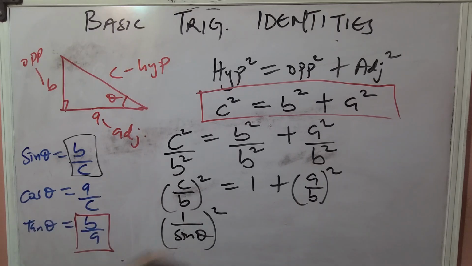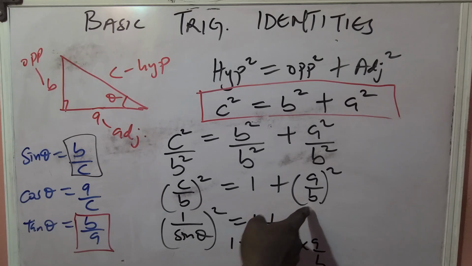The same thing goes for a over b. I want you to know that a over b is the reciprocal of tan theta, which was b over a. If we do 1 divided by b over a, you can do that. Let's try and do that here. If we do 1 divided by b over a, we'll be getting 1 times a over b.